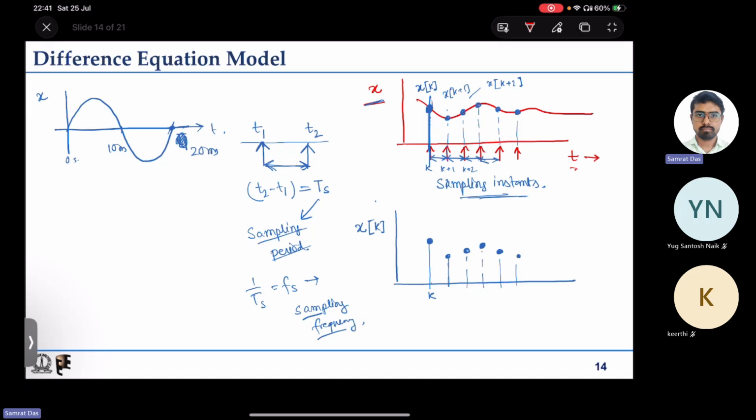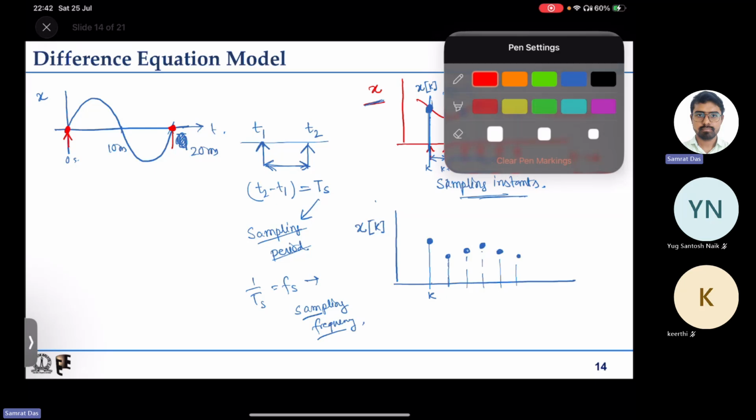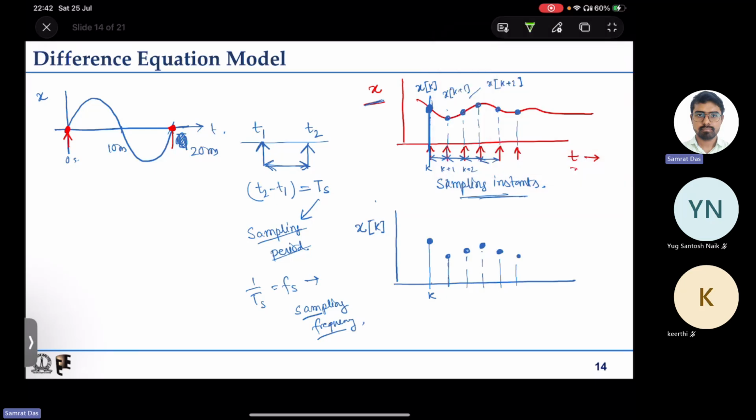So we sample it here, it is the 0, and again the next sampling we do at 20 millisecond, this is also 0. So if we sample the sinusoidal signal of 50 hertz with 50 hertz sampling frequency, we always have a 0. We do not see the variation of the sinusoid. Now it also depends on what instant we do the sampling. We are doing the sampling at the same frequency only.